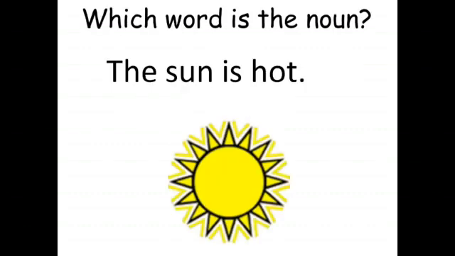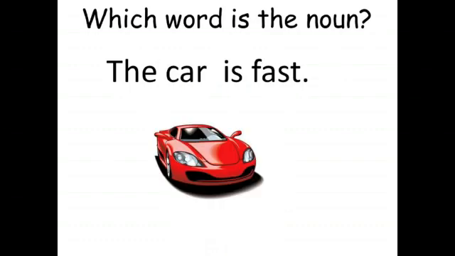Let's get going. Which word is the noun? The sun is hot. In this sentence, think which word is naming something. Think, think. Yes, you're right. Sun is the name of a thing and it is a noun. Let's move to the next sentence. The car is fast. So which word is the noun? Think about it. Yes, you're right. Car is a word to name a thing and it's a noun.